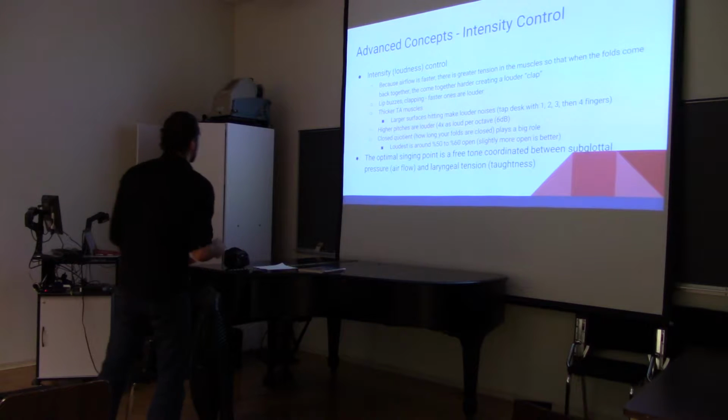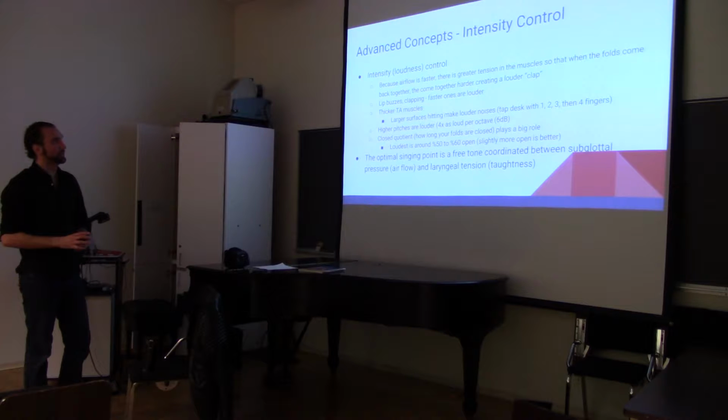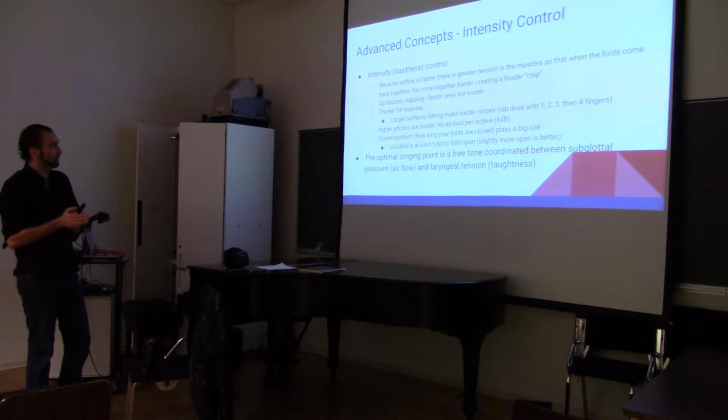Okay, intensity, loudness control. Because airflow is faster, there's a greater tension in the muscles so that when the folds come back together, they come together harder, creating a louder clap, right? So that's how we're louder. Lip buzzes and clapping, faster ones are louder.